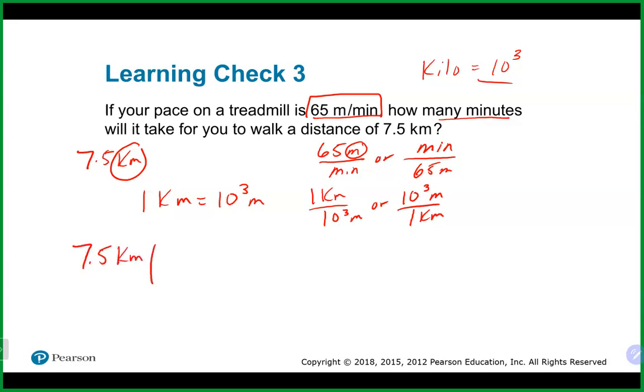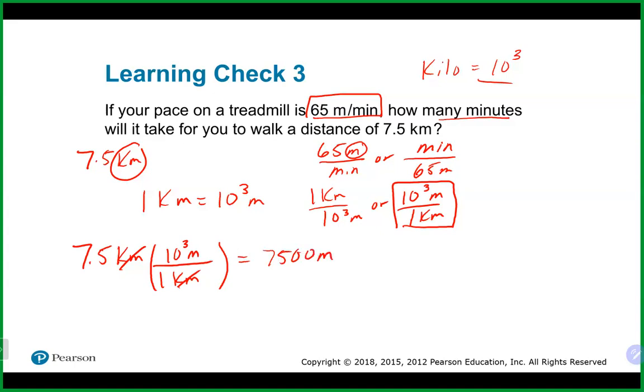Once again, kilometers are up on top, so we want to get rid of them. So we will use the conversion factor where it's opposite. That will give us 1 kilometer is 10 to the 3 meters. Our kilometers will cancel. And at this point, we're basically taking 7.5 times 1 times 10 to the 3. Again, using your exponent button, that's going to give us 7,500 meters.